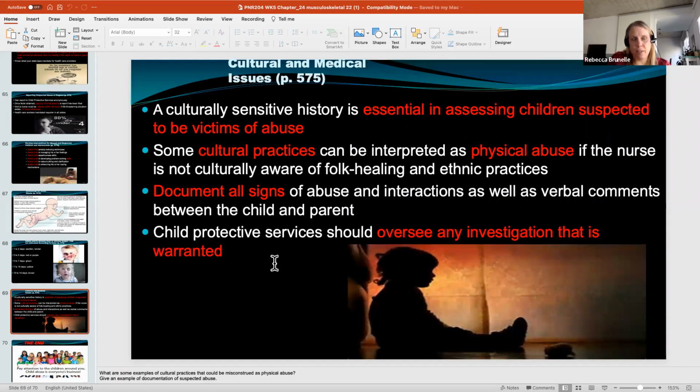As in all things in healthcare, you have to remember to be culturally sensitive. Does anyone know of any cultural techniques that might on the surface look like child abuse, but are just normal cultural practices?